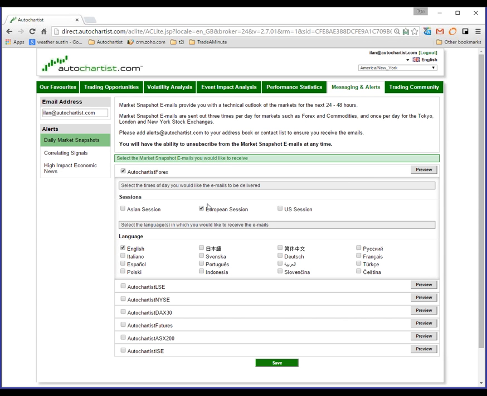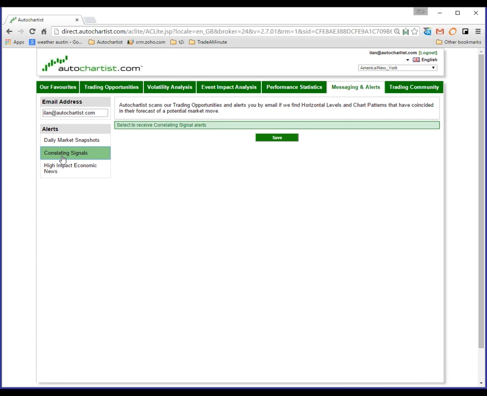That's because I find that the performance stats of patterns identified during the European session are of a lot higher quality, and so I like to subscribe to the European session report, and it's also available in my inbox way before the US markets open. So that's what I subscribe to. Just put your email address in on the top left, and you click the save button at the bottom, and you're up and away. You'll get those alerts.